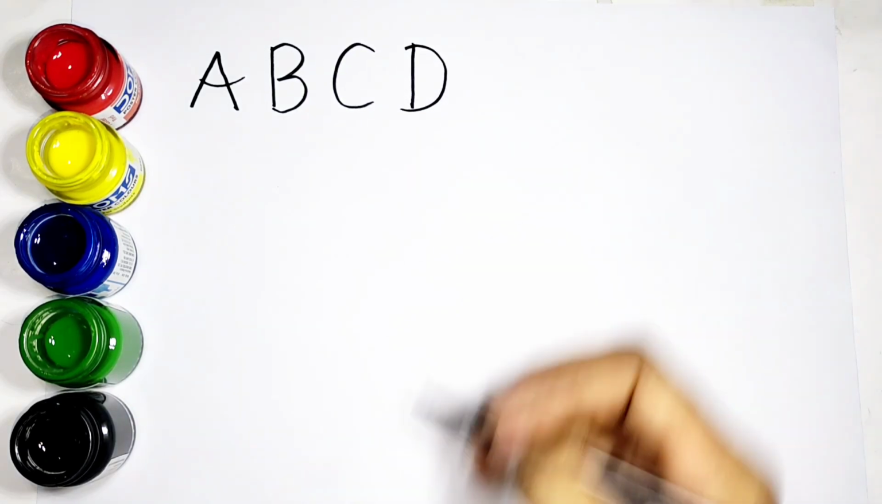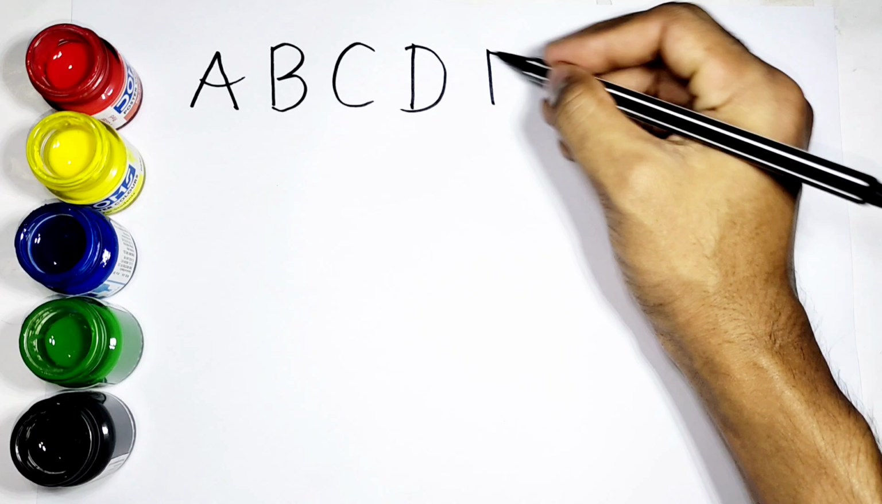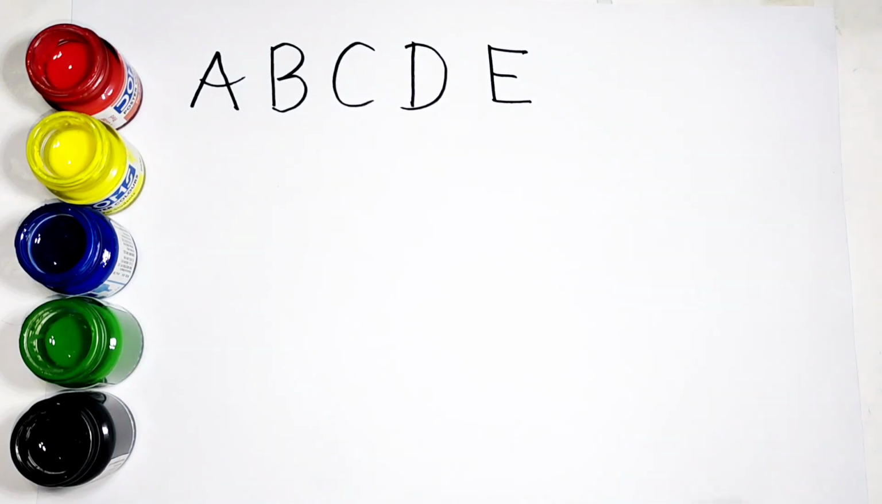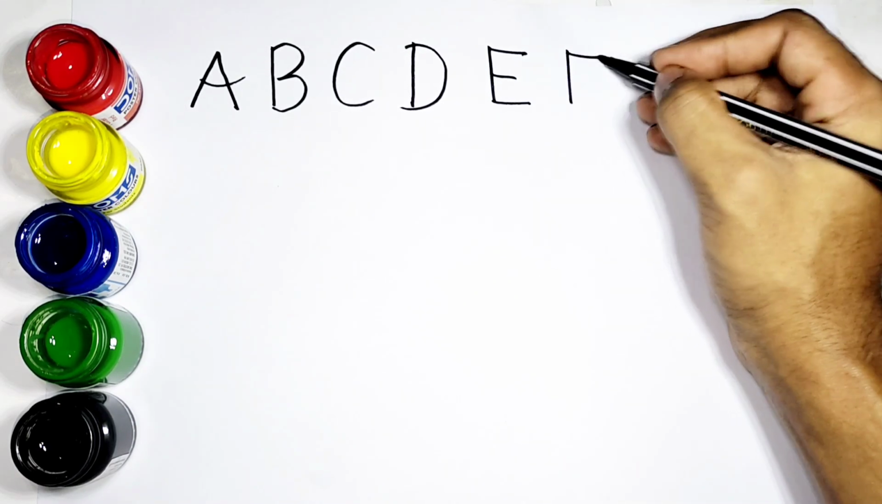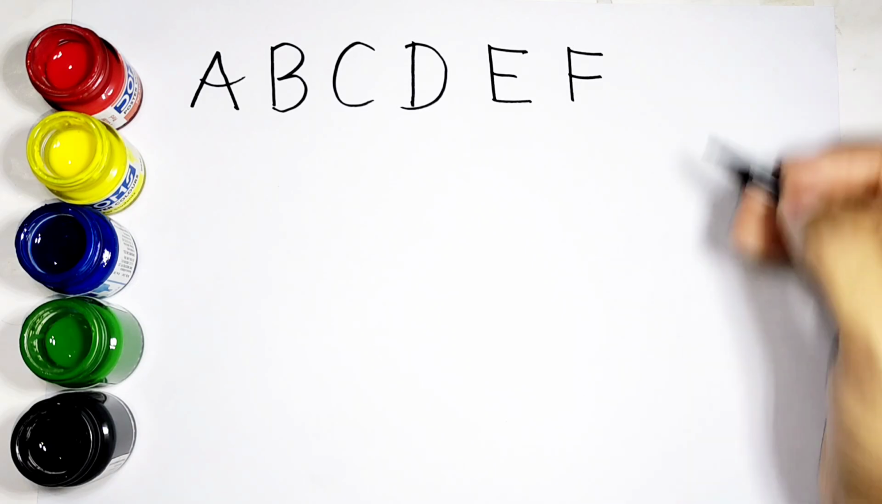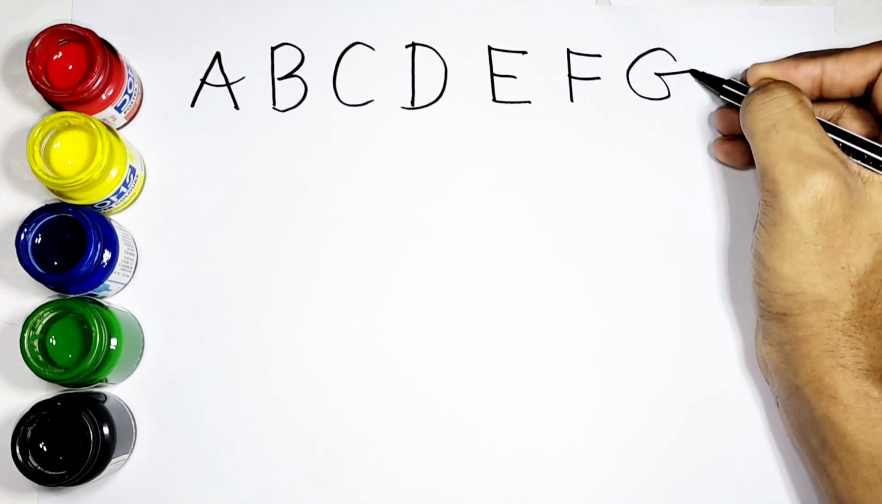Now we draw D. And the next one is E. E for egg. The next one is F. F for fish, F for fan. The alphabet of G.